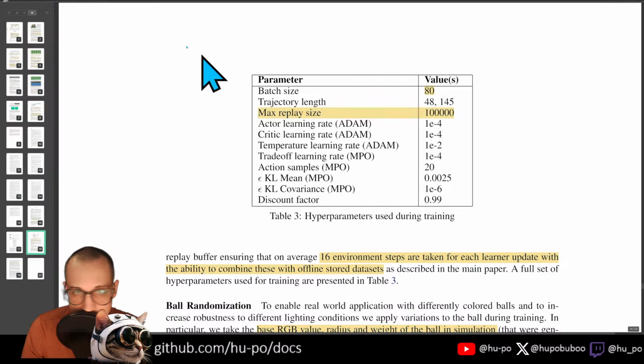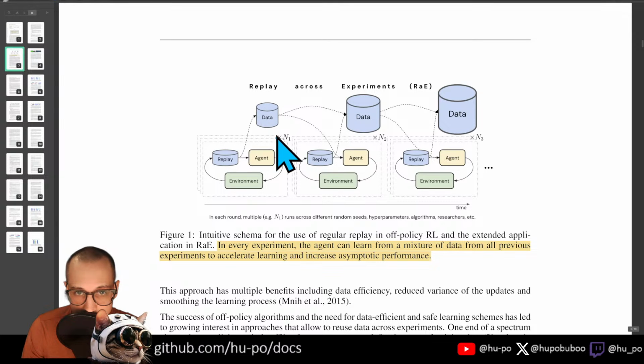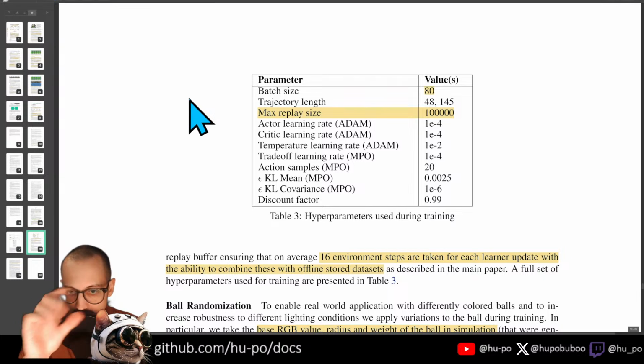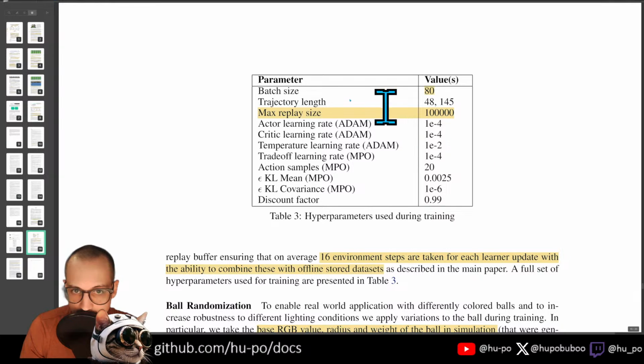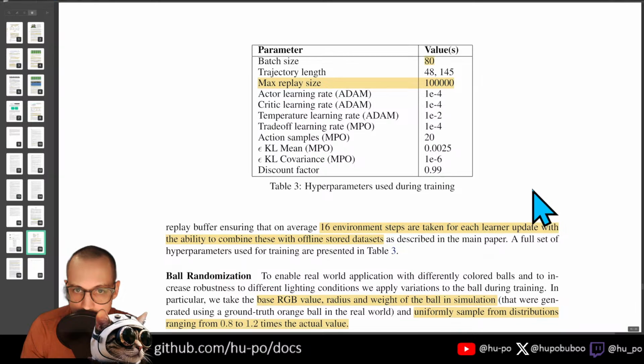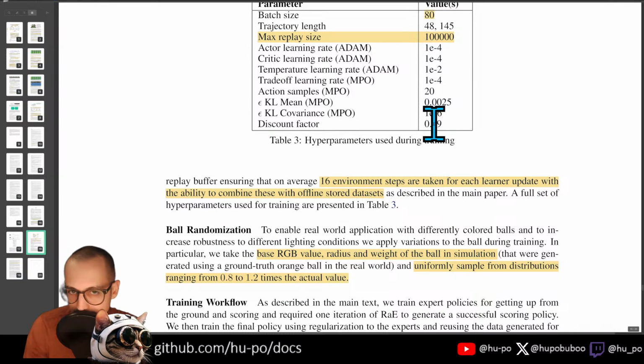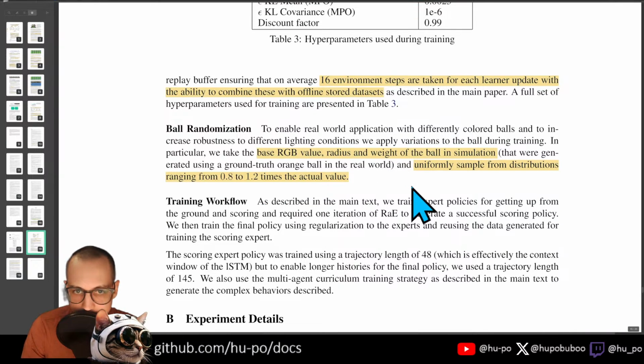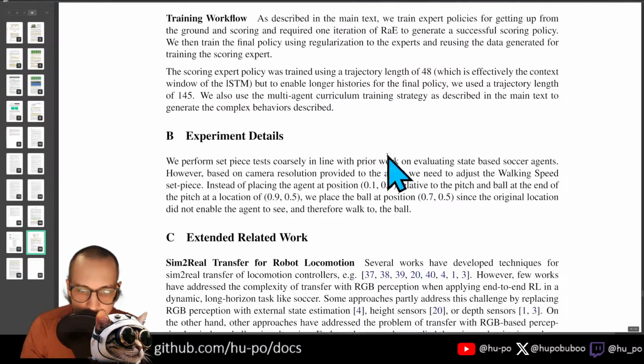Max replay size, this is the size of the replay buffer, right? So this thing here. How many trajectories are you keeping in that replay buffer before you overwrite them? You have your different learning rates for your actor and your critic. You have your KL divergence. Discount factor, this is how far back you go when you're doing credit assignment. That's pretty much it, guys.